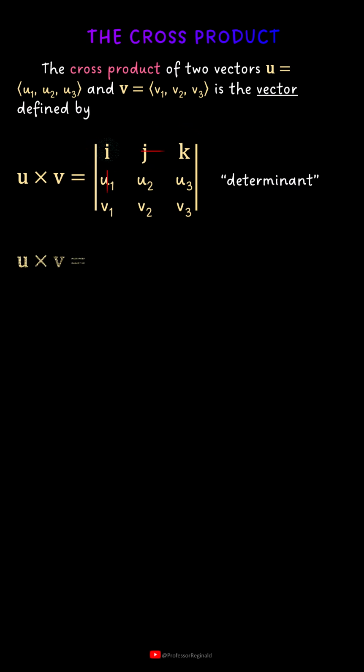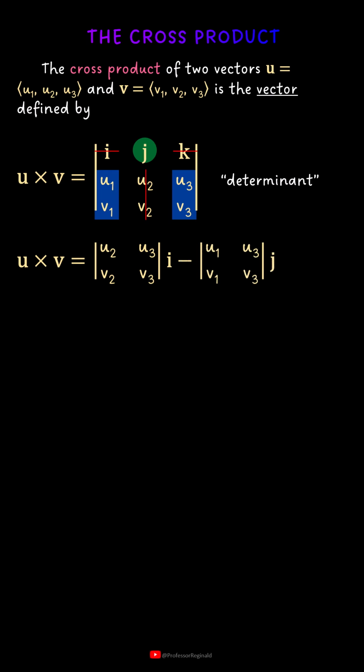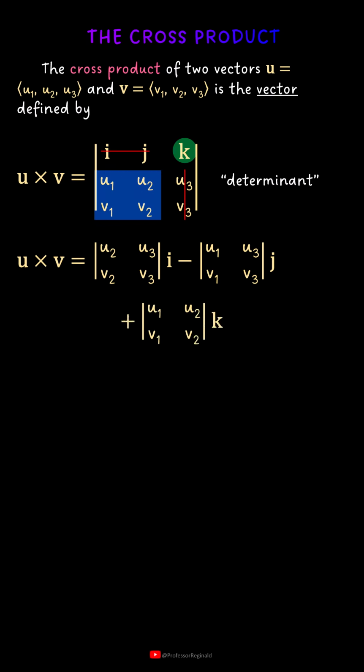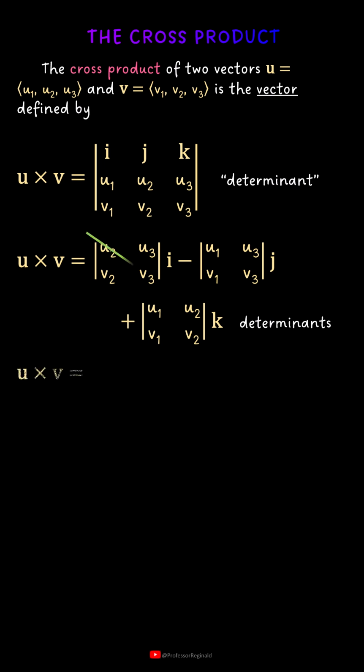If we proceed with computing the determinant of the 3 by 3 matrix, the result is a vector that contains determinants of smaller 2 by 2 matrices. Finally, after calculating these actual determinants, the result is the final equation for the cross product of two vectors.